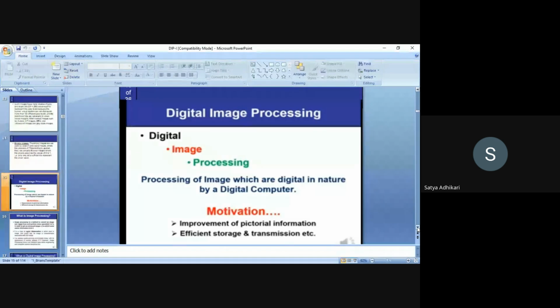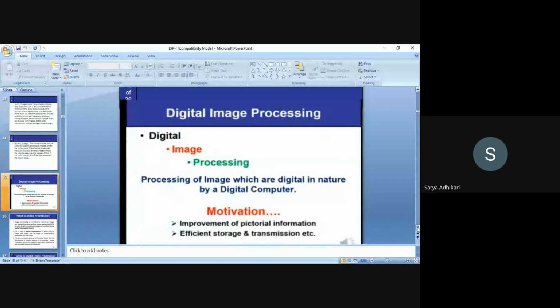Why do we need it? The answer is improvement of pictorial information. As we discussed, the size of the tree is bigger than your screen size. How does it come onto the screen? It is processed.